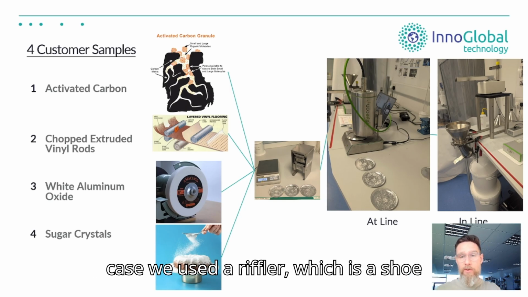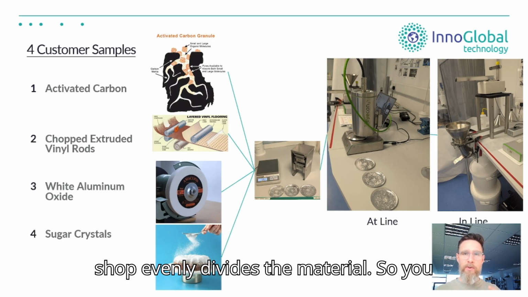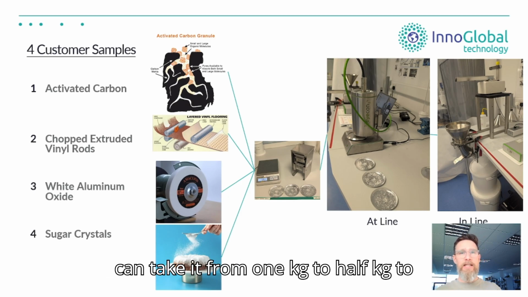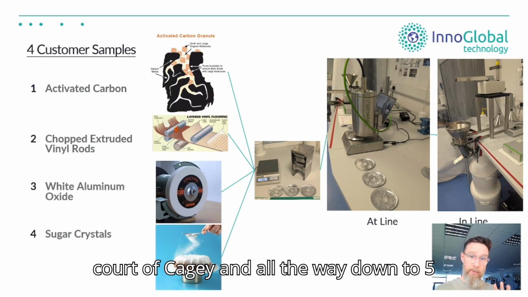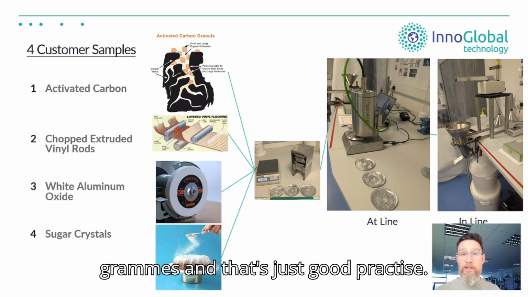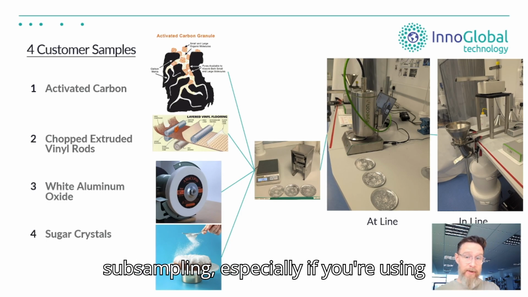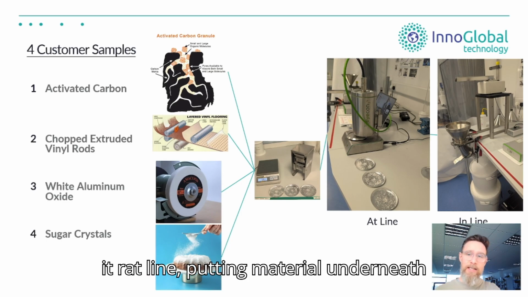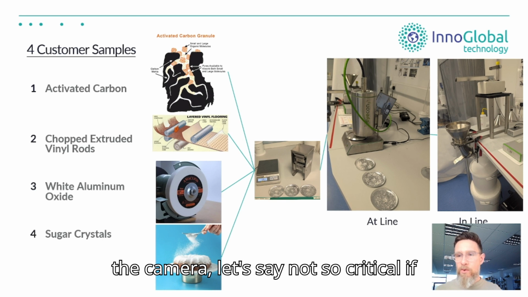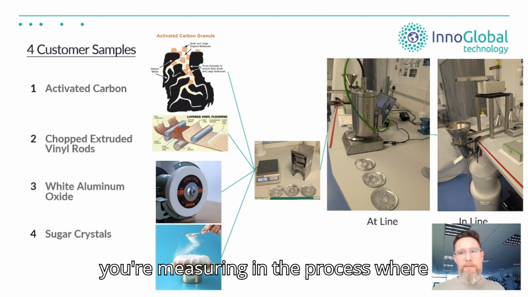In this case, we used a riffler, which is a chute that evenly divides the material. So you can take it from 1 kg to half a kg to a quarter of a kg and all the way down to 5 grams. And that's just good practice. That's desired when you're doing subsampling, especially if you're using it for at-line, putting material underneath the camera, let's say. Not so critical if you're measuring in the process where it's actually being manufactured.